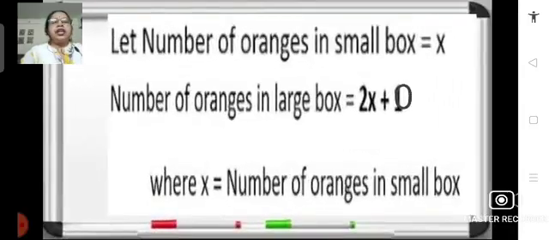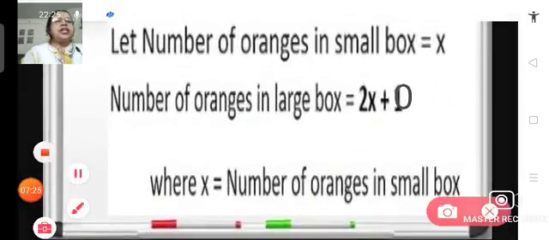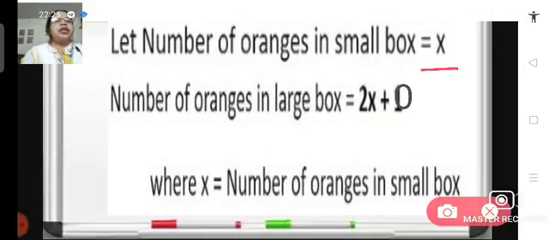The number of oranges in a small box is taken as x. So the number of oranges in the large box will be 2x plus 10. Some printing mistake is there, write 10 here. So what will be the number of oranges in the large box? It will be 2 times x, because each small box has x oranges, plus the 10 oranges remaining outside. So it will be 2x plus 10, the total number of oranges in the large box, and x is the number of oranges in a small box.